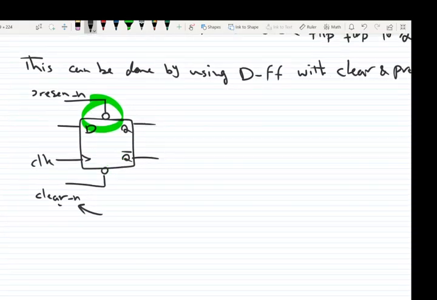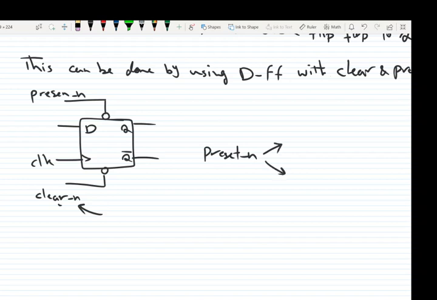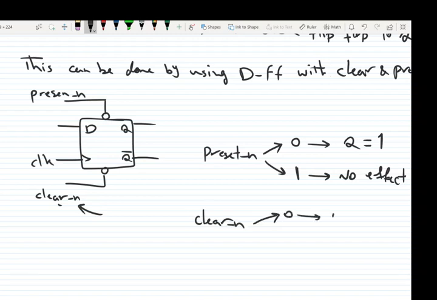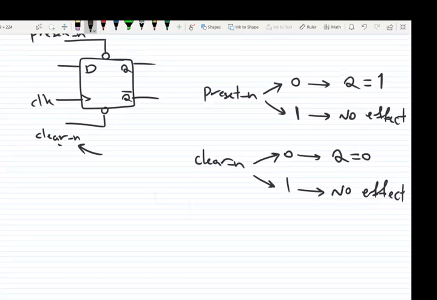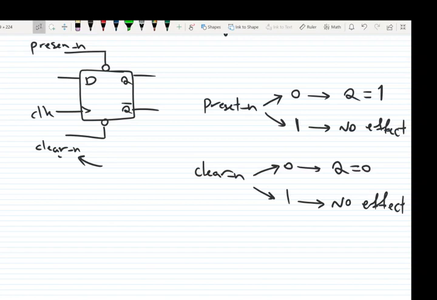Let me write it down for you. So we say preset N, if it's equal to 0, Q will be equal to 1, not 0. When preset N is 1, no effect. Clear N, when it's 0, sets Q to 0, and when it's 1, it has no effect. So this is how the preset and clear inputs work.